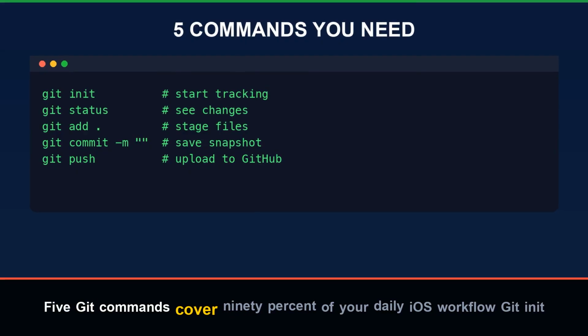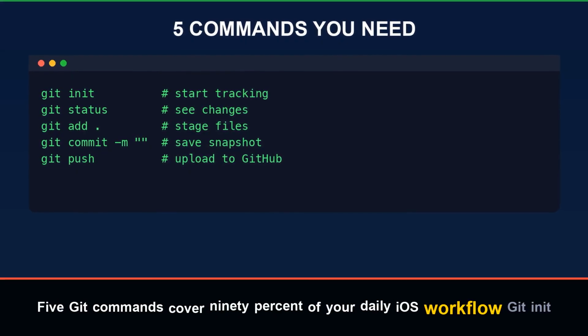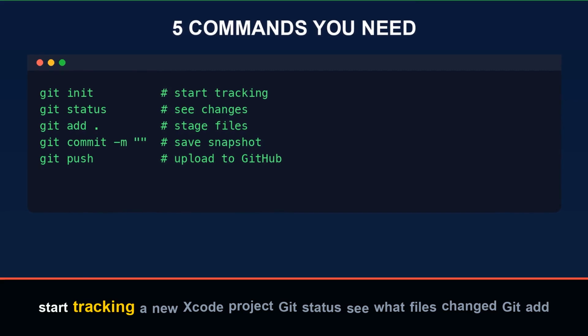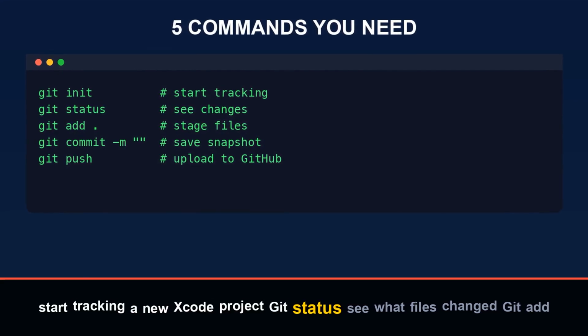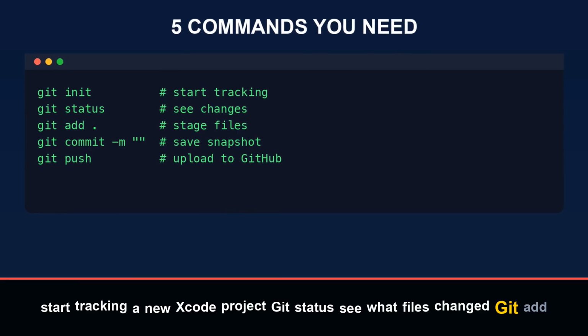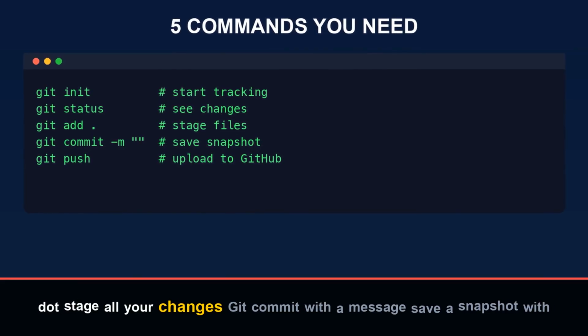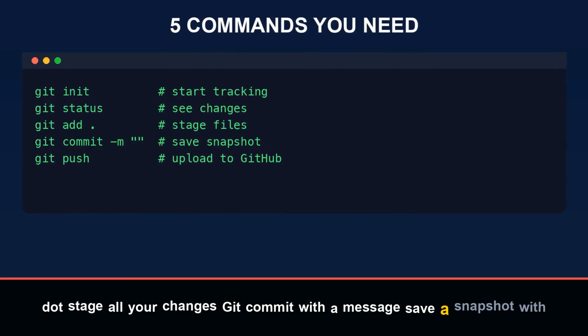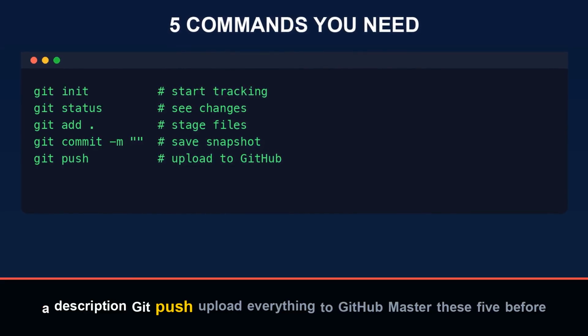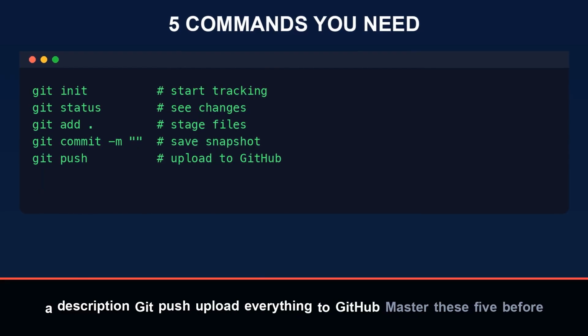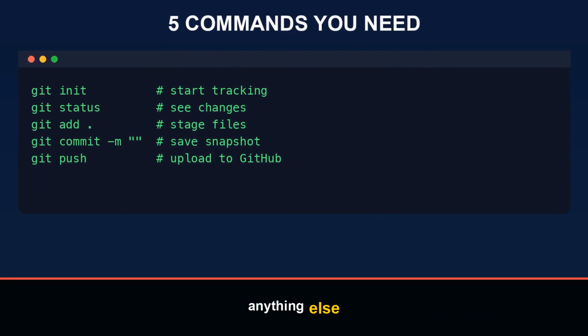5 Git commands cover 90% of your daily iOS workflow. Git init. Start tracking a new Xcode project. Git status. See what files changed. Git add. Stage all your changes. Git commit with a message. Save a snapshot with a description. Git push. Upload everything to GitHub. Master these 5 before anything else.